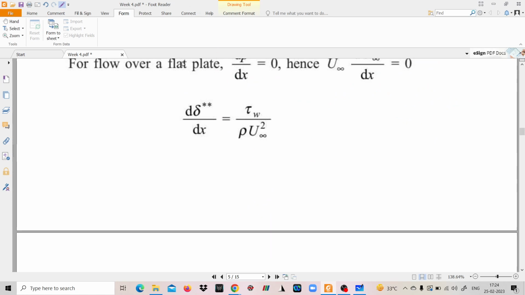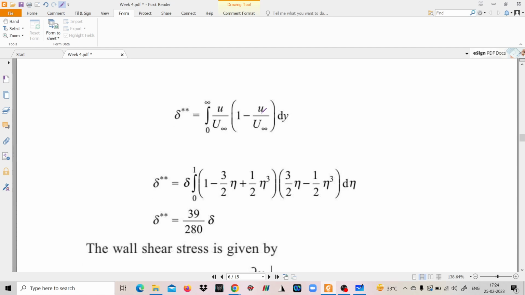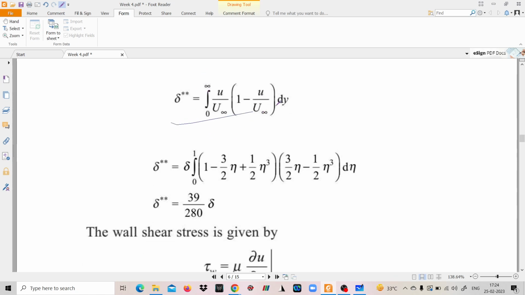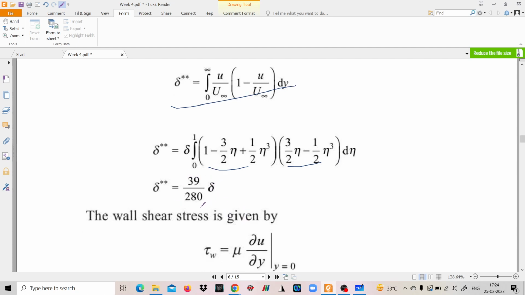So now see, this is the calculation. Delta, integration 0 to 1, u by u infinity times 1 minus u by u infinity, delta into d eta. Since delta is a constant, it came out, and finally you are getting 39 delta by 280.